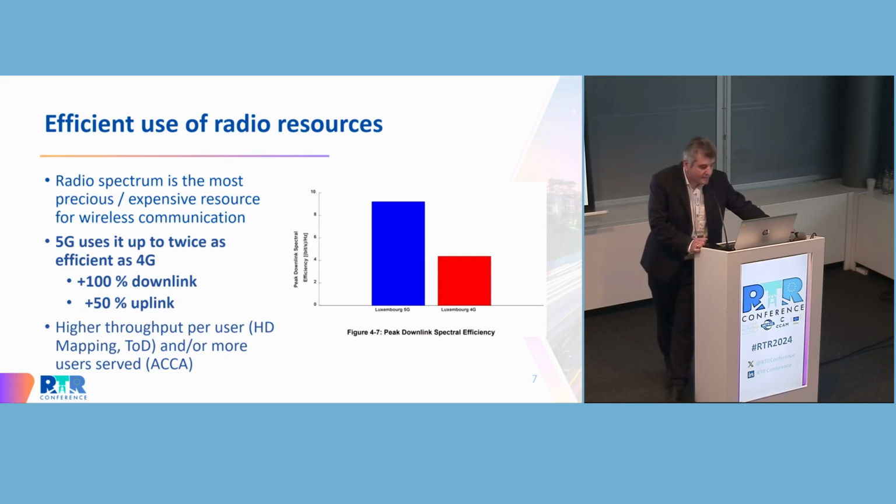If we look at the use cases, the HD maps and the teleoperated driving are throughput-heavy use cases. So we can assure that they get the throughput they require. Hazard warning, the anticipated cooperative collision avoidance use case: there we want to serve many, many vehicles, each generating small amounts of data, but in total still a lot. So there we are capable of handling many, many more vehicles than would have been possible with 4G.